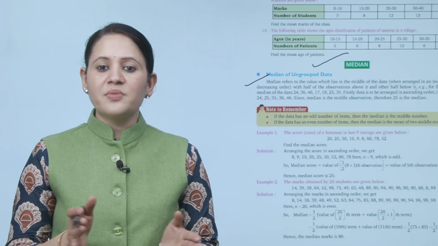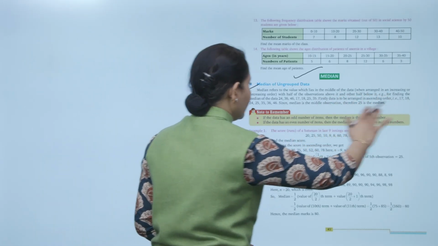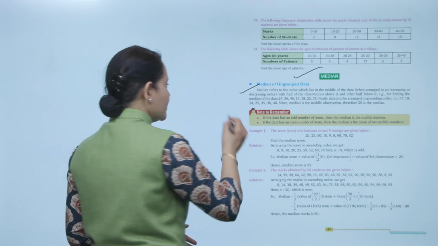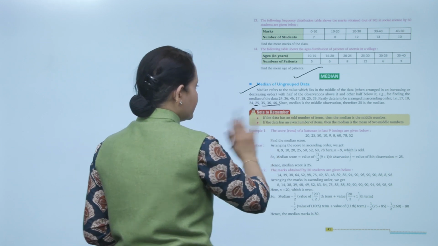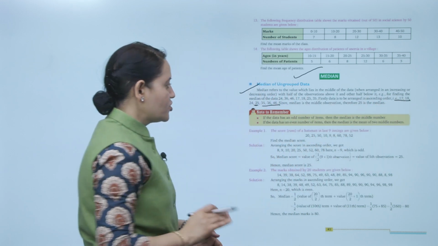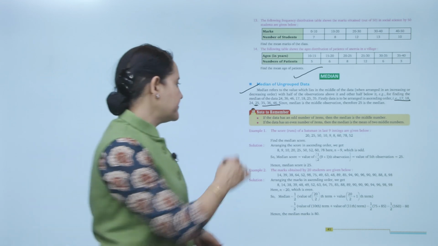Firstly, the data is to be arranged in ascending order. So first we'll arrange the data in ascending order. What is the median? Median is the middle observation. So 25 is the median because after that there are 3 numbers and before that there are 3 numbers. So this is the middle value. So 25 is the median. Clear? Next is the note to remember.